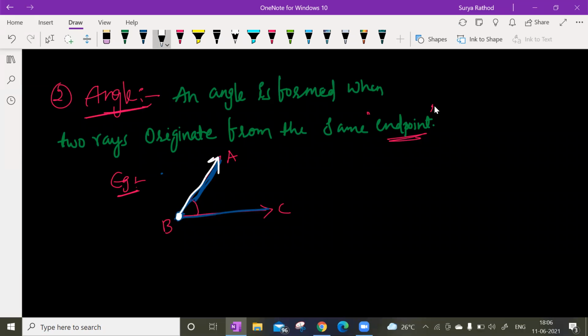So ray BA and ray BC are originating from the same point. From the same point these rays are going here, so I am making an angle over here. Understood, children? Any doubt? No doubt, sir. Now what is this point going to be called? This is going to be called the vertex.